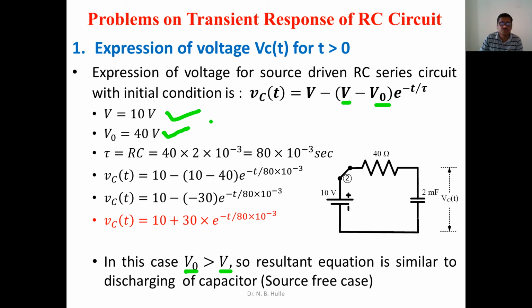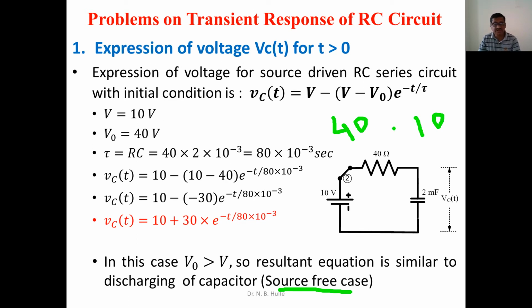Obviously, the discharging of the capacitor takes place, and the minimum value it reaches should be 10, because the existing voltage across this capacitor is 10 volt. It should not be discharged below that particular value. Here in this case, V0 is greater than V, so the resultant equation is similar to the discharging of a source-free capacitor, because the voltage before switching is the higher value, which is 40, and the voltage after switching is 10. Means the capacitor will discharge from 40 volt to 10 volt. That is the point of discussion in this particular case.